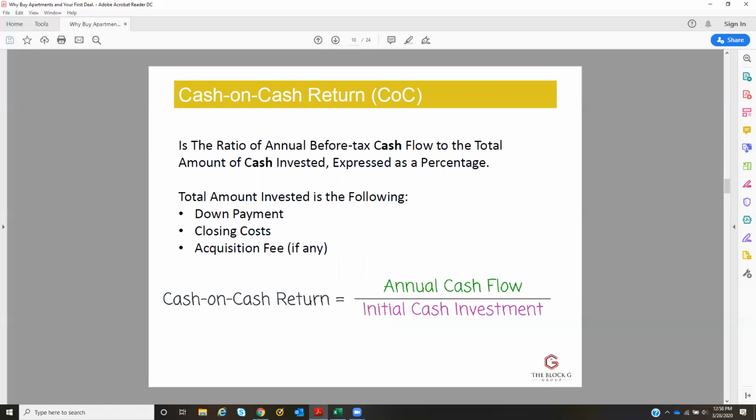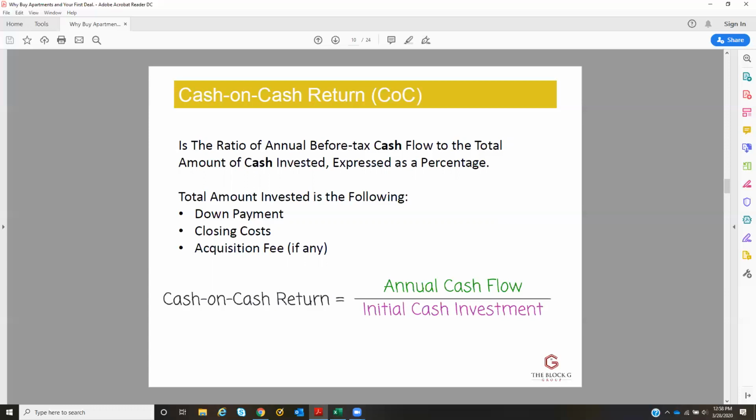Cash on cash, or COC. This is another one in the Holy Trinity. It is the cash on cash return. This is the ratio of annual before-tax cash flow compared to the total amount of cash invested, expressed as a percentage.